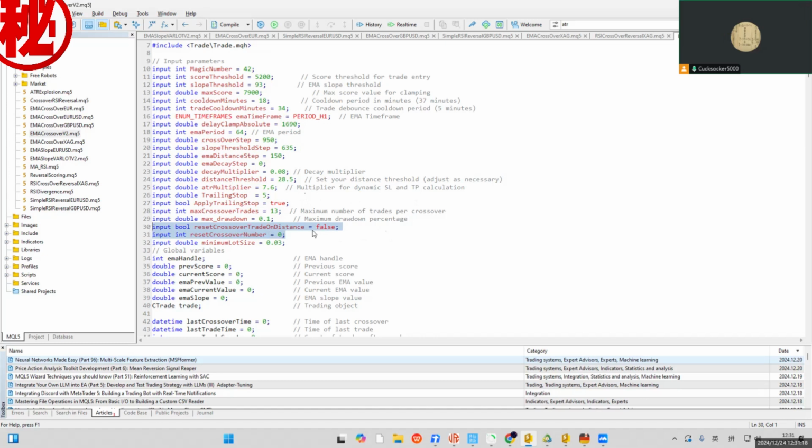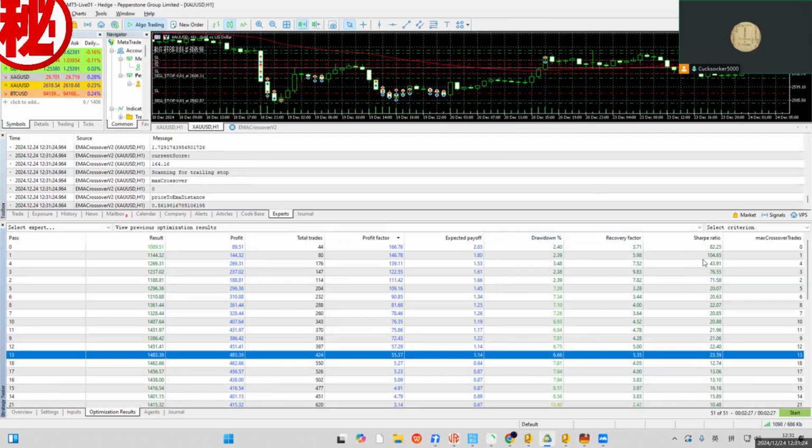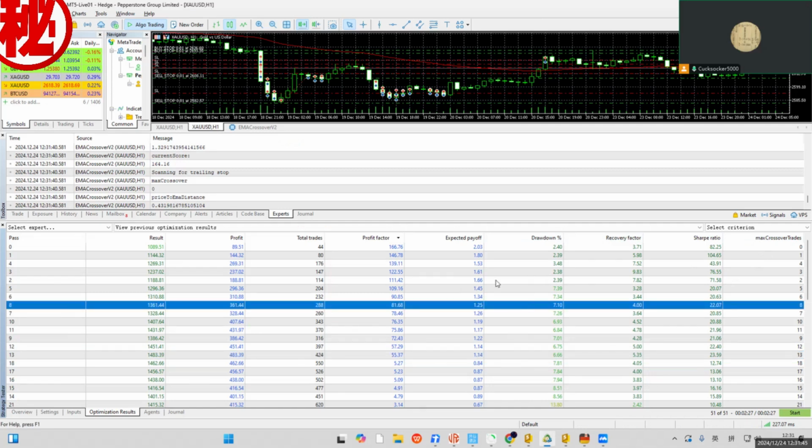These two are useless. When you apply them, they will simply make your algorithm worse. So you can see the max crossover trades are the main factor. That makes sense, because for each crossover, the more trades you have, the more profit you will have, but also the more risk that the price shoots back up to the EMA on loss. So there will be a drawdown after that.